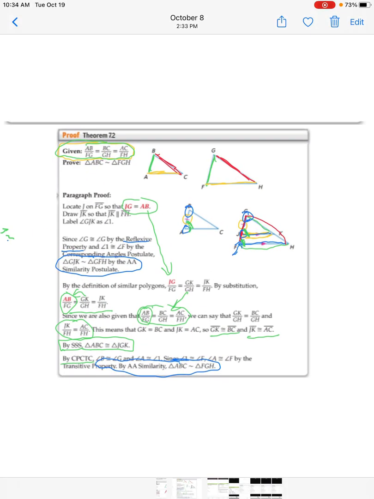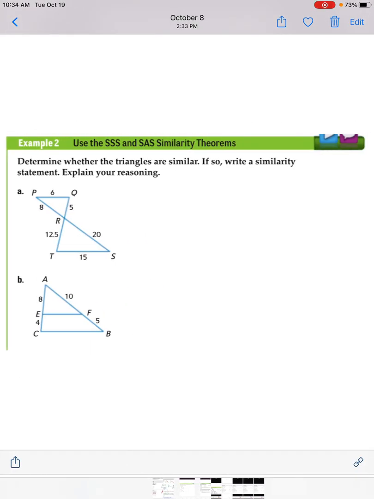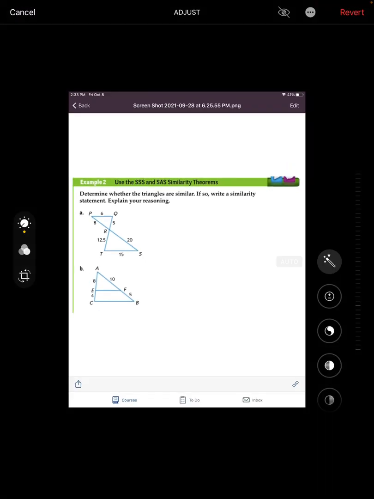Let's take a look at an example. Determine whether the triangles are similar. If so, write a similarity statement. Explain your reasoning. All right, so to prove whether these are similar, in this first one we have 3 sides for both these triangles.